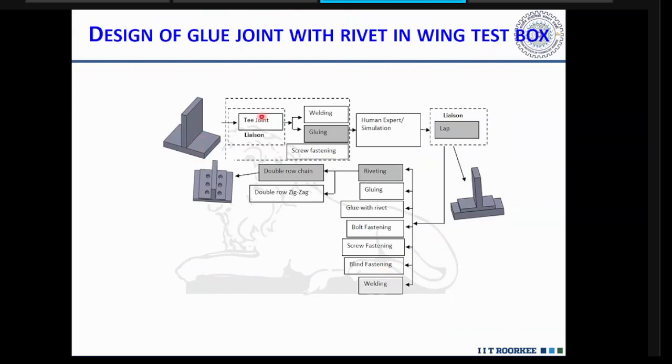Suppose one T joint, and this is the liaison. With the T joint, we have welding and gluing. Now the human expert, or the designer, says that no, you make this a lap, without changing the major configurations. If you make this region a lap region, then you have so many processes available to you. From here, suppose you keep riveting, then it will ask whether you want to go for double row chain or double row zigzag, and based on that, your process will get refined.